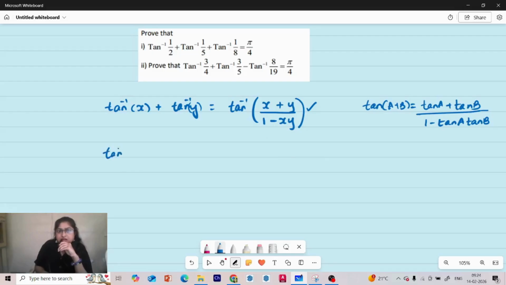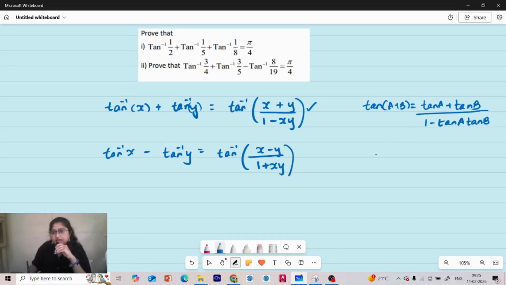And tan inverse x minus tan inverse y is equal to tan inverse of (x minus y) by (1 plus xy). Again, like how we do tan of a minus b: tan a minus tan b by 1 plus tan a tan b. Even here you replace tan a with x and tan b with y, that's all. So we will arrive at this.